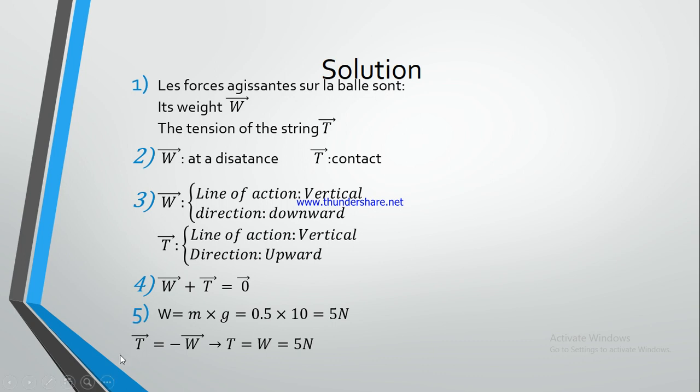For T, we can find T using this relationship: the T vector equals minus the W vector, and the magnitude of each force is 5 Newton. For the representation, W is vertically downward and T is vertically upward.